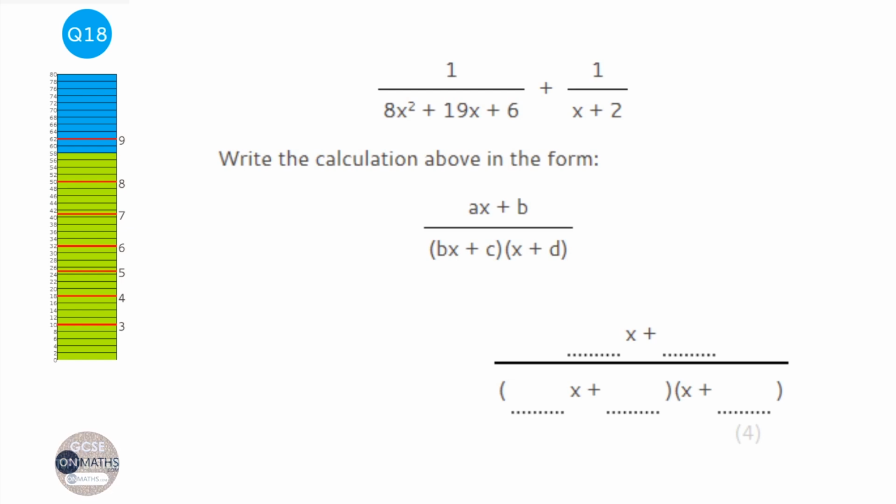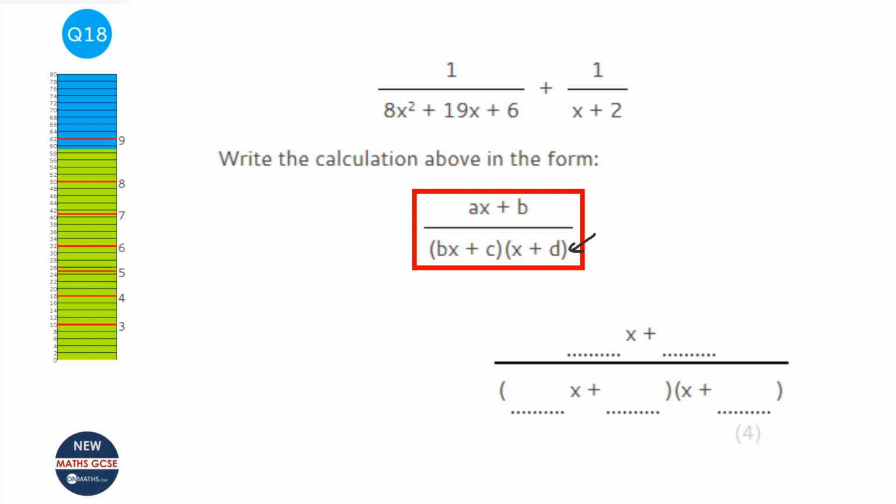Okay, so this looks like quite a complicated question. The important part of this question actually is this bit here. Now, this looks like it's trying to give you a little bit of help. Actually, it gives you a huge amount of help. It's basically telling you that when you add them together, the common denominator will just be a quadratic.